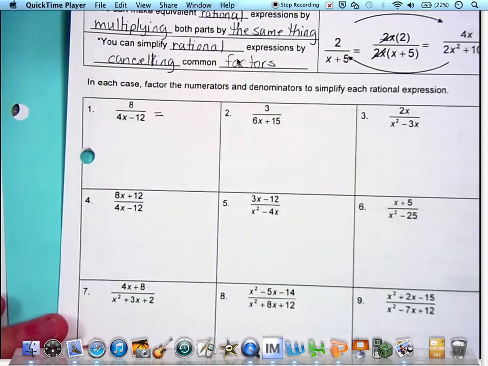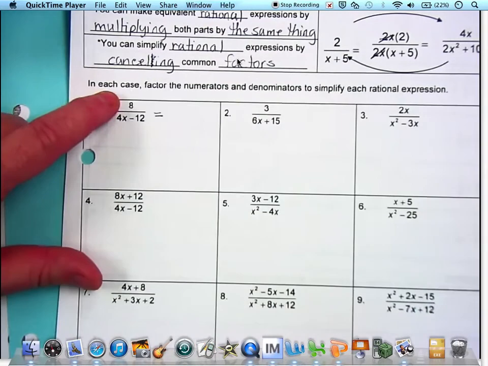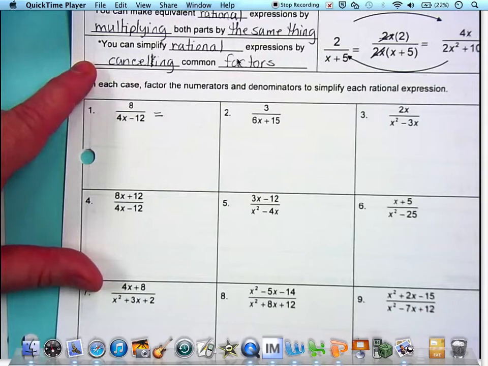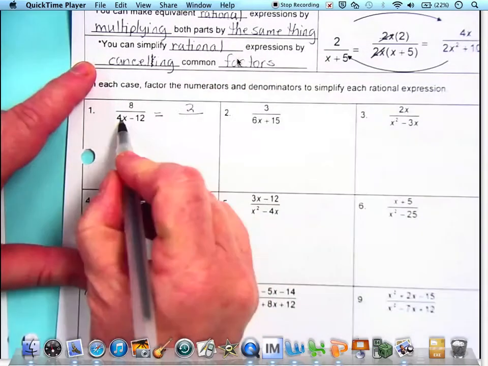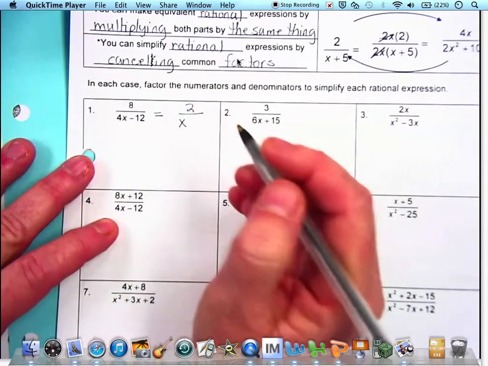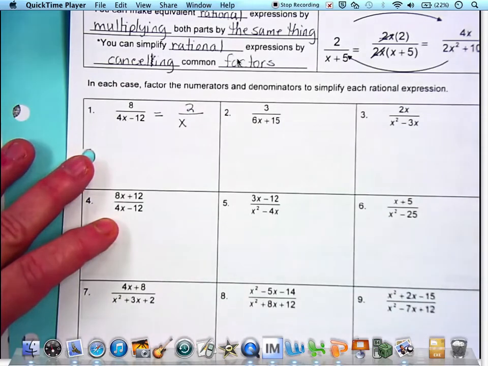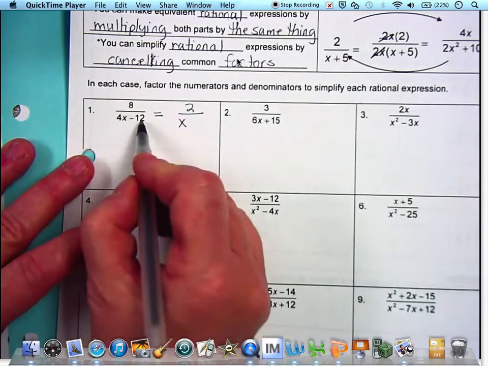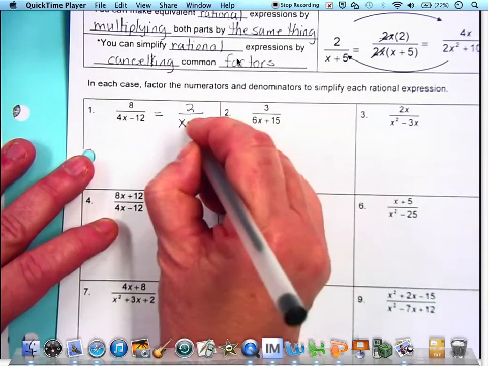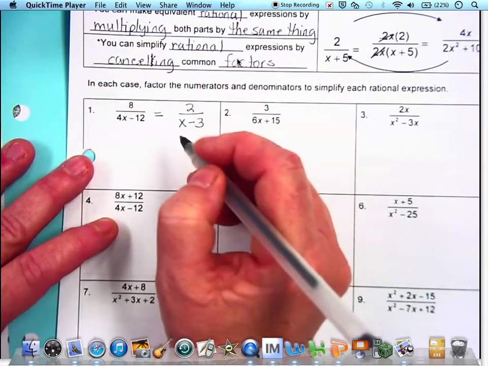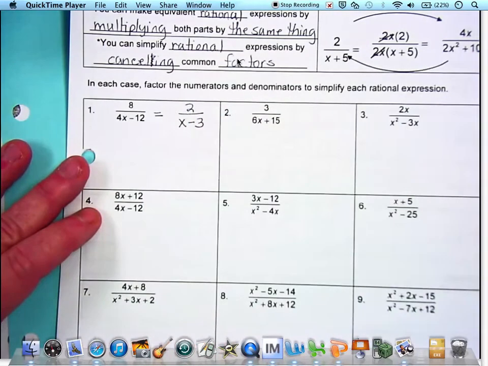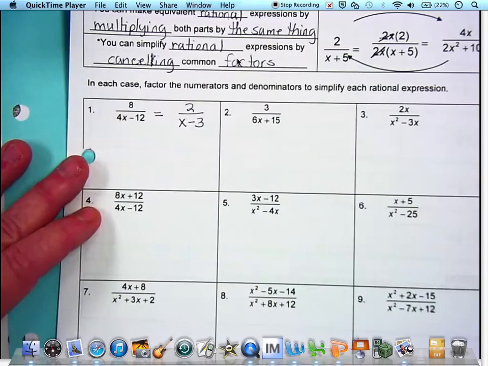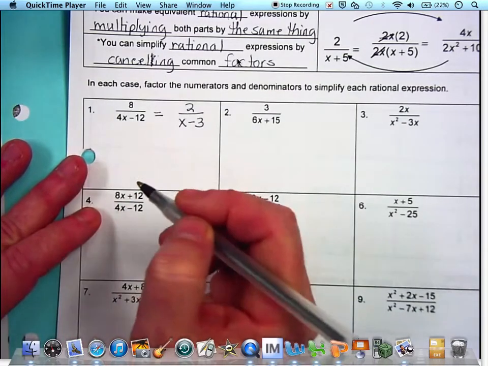We'll do it that way, then I'm going to show you another way. But what is 8 divided by 4? 2. And then what's 4x divided by 4? x, right? Okay, and then negative 12 divided by 4? Negative 3. Okay. Now that is a pretty easy way to do it, but it only works for certain ones. So I'm going to show you the way that works for everything.